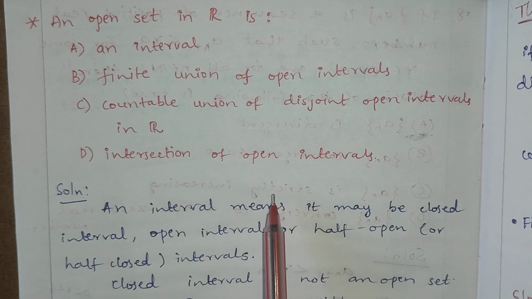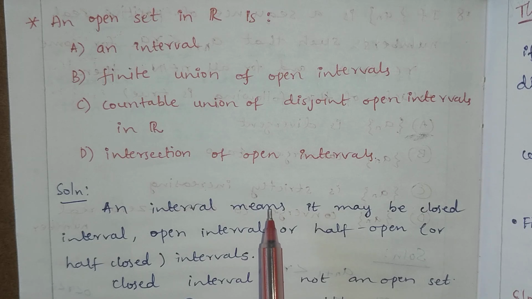So what do we mean by an open set in R? A subset of the real number system is said to be open if it contains all its interior points. What do we mean by an interior point? A point belonging to a set is said to be an interior point of that set if every neighborhood of that point lies completely in that set. Then we say that the point is an interior point.